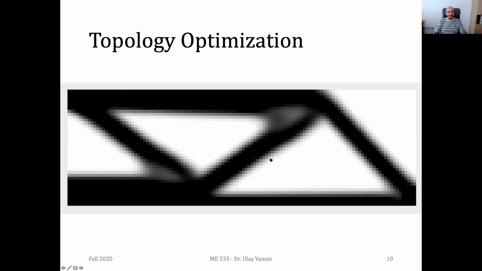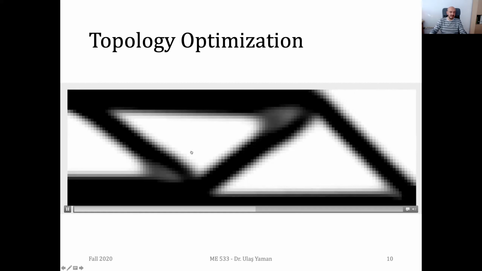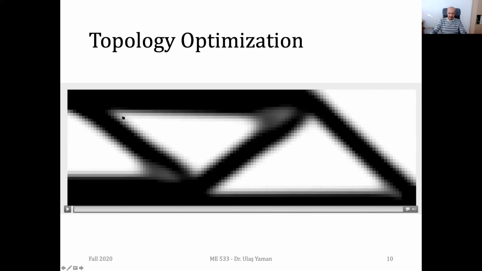Here you see an example of an optimization in 2D. This is a cantilever beam. So here we have a fixed support.